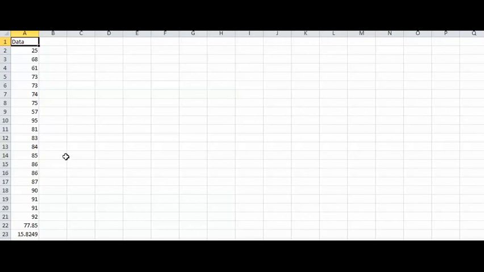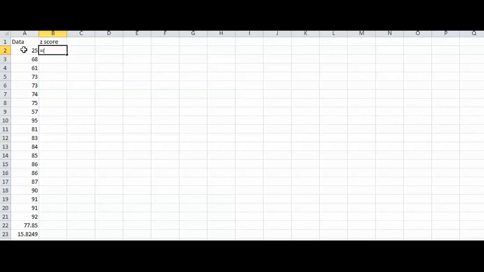Now I can find each student's z-score. I can find each student's z-score by subtracting the mean from each exam score and then dividing by the standard deviation. So I need to highlight this cell right here, and then in this cell I type in equals. In Excel you always have to start with an equal sign when you're calculating something. Then I enter a left parentheses.